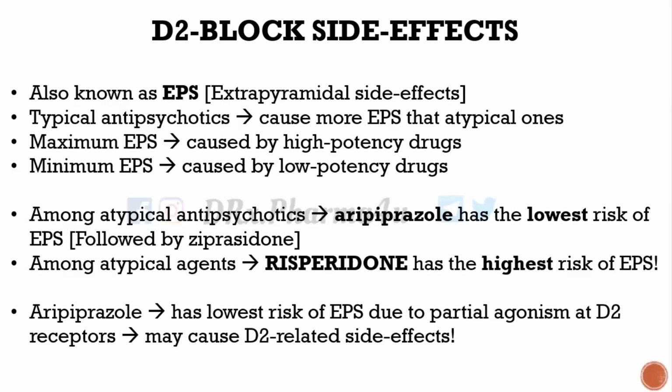Aripiprazole has the lowest risk of extrapyramidal symptoms due to partial agonism at D2 receptors. Partial agonism means 50% it has a blocking tendency, but 50% it shows agonistic activity also. So it may cause D2 related side effects, that means side effects related to dopamine activation. We will talk about that later.